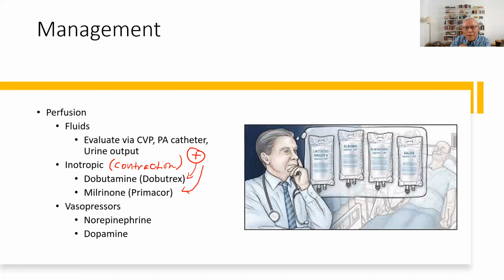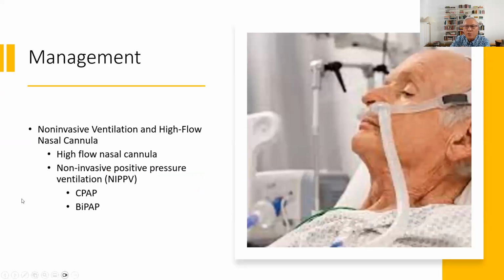Vasopressors, such as norepinephrine and dopamine, are agents that promote systemic vasoconstriction. When you constrict the blood vessels, what happens to blood pressure? You increase the blood pressure. You also, therefore, increase perfusion. Now, it's important that when we are giving vasopressors, we need to monitor the vital signs, the temperature of the patient, and of course, the patient's tolerance to the therapeutic intervention. So that's the first P as far as management is concerned.